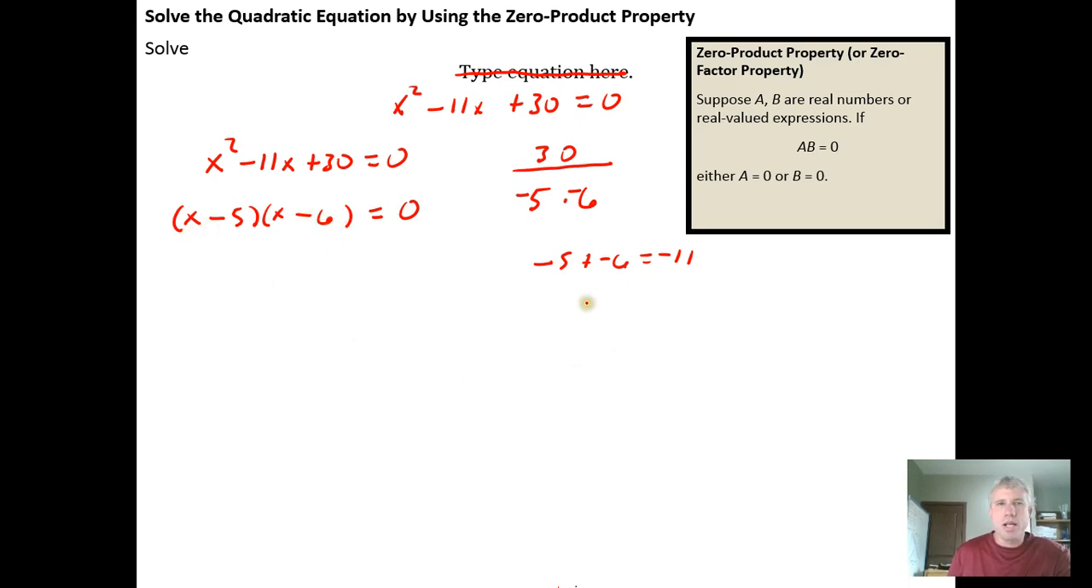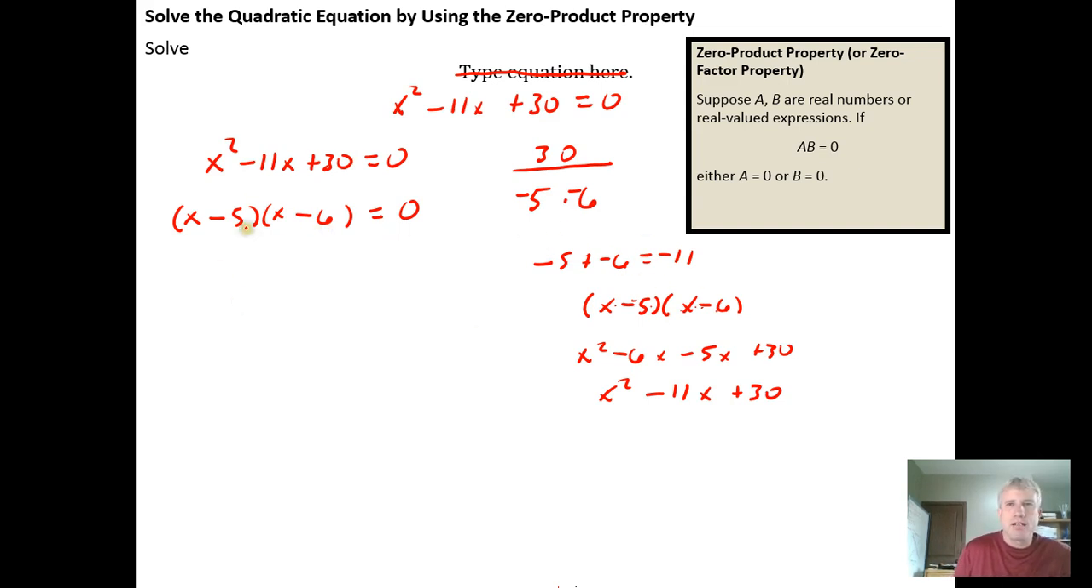And again, we could check to make sure that we didn't make a mistake in our factorization by multiplying these out. So x times x is x squared. x times -6 is -6x. -5x. -5 times -6 is plus 30. And I get x squared minus 6x minus 5 more of them is minus 11x plus a 10. Sorry, plus a 30. My bad penmanship there made me misread it. And that is what I started with, so my product checks.